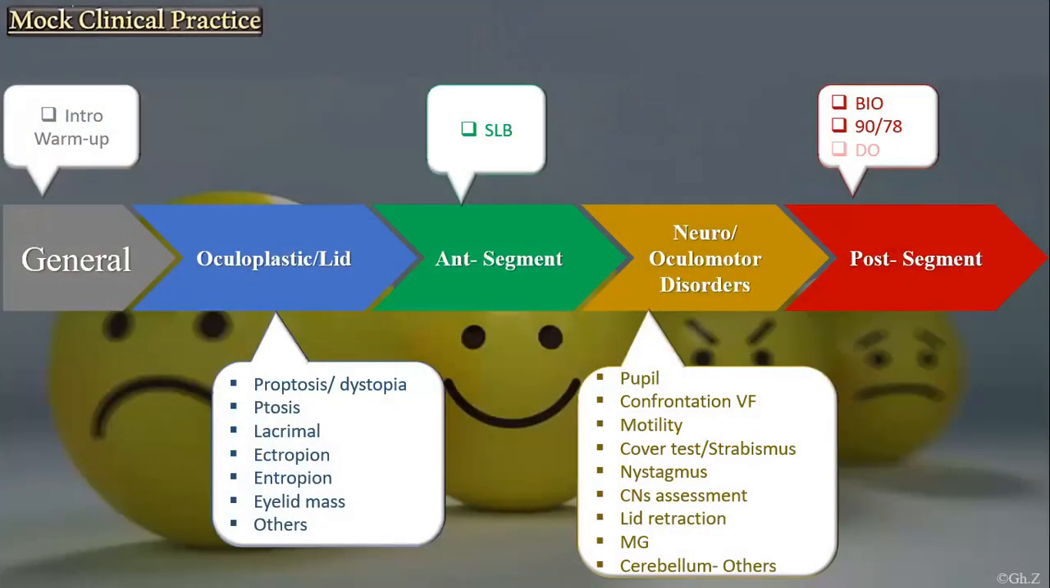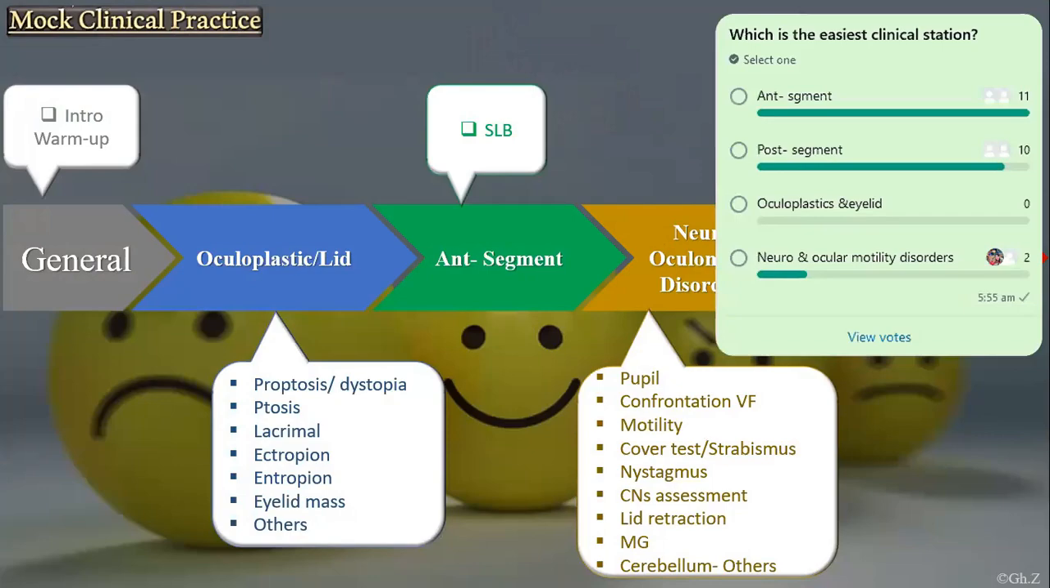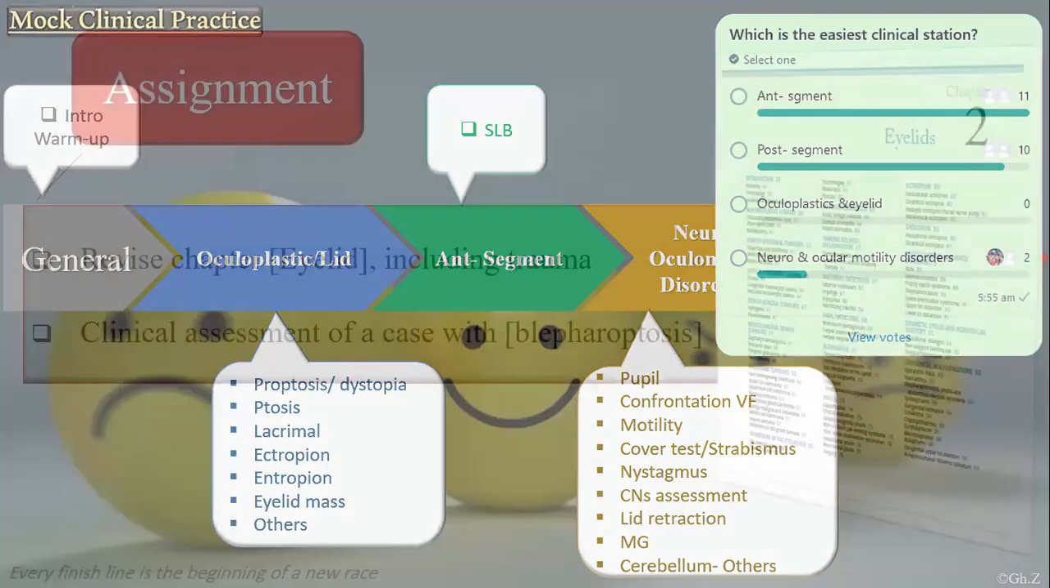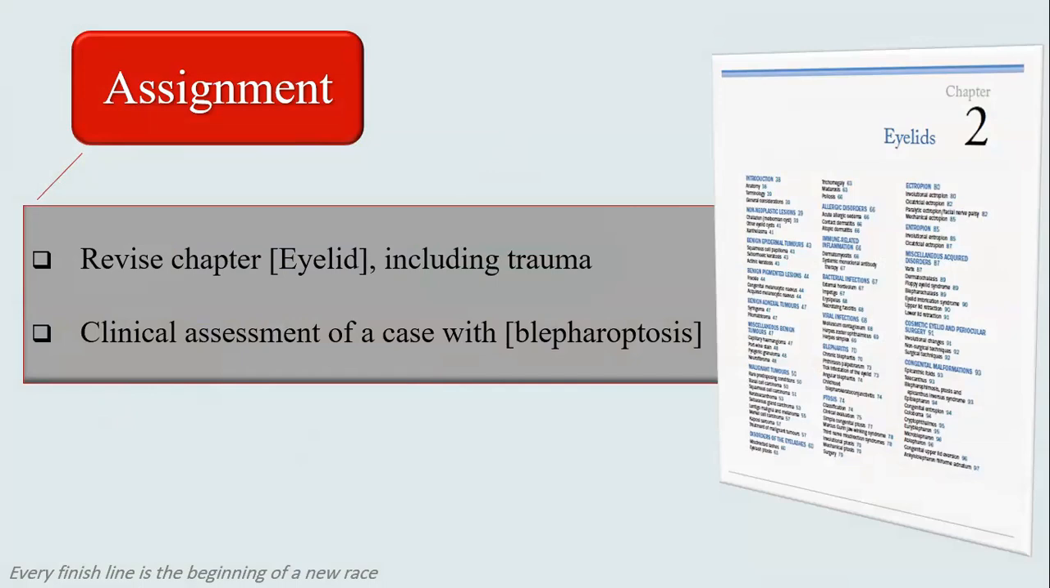If you remember this slide from the first class, we are following the same format for the final FRCS exam. We have 4 stations. And according to your voting, one day I posted this poll, which is the easiest clinical station, and nobody voted for the oculoplastic station. So I decided to start the course with the oculoplastic. The last slide in the previous class, I asked you to revise the chapter of eyelid, including the trauma of the eyelid, and also to go through the points to be checked whenever you have a case of ptosis. And I hope you did this assignment on your own.